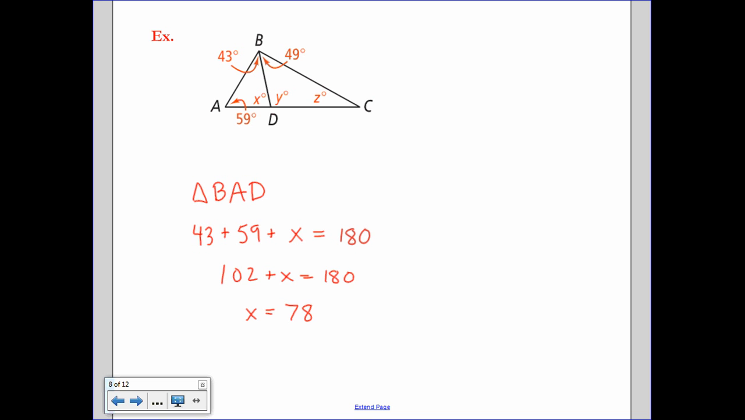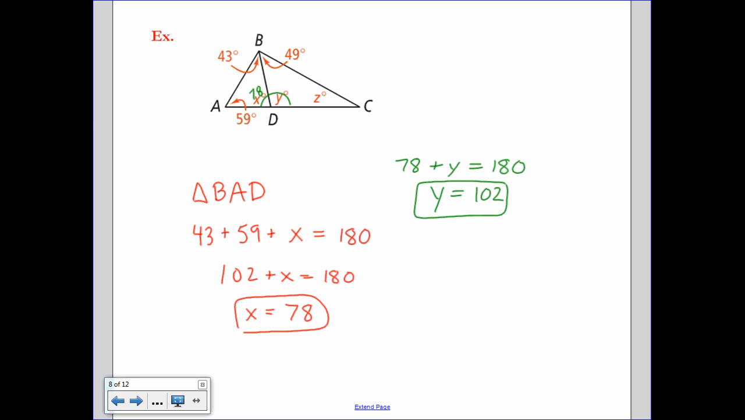So x is 78. How am I going to use that to find y? Well, I see that x and y are right next to each other, so they're adjacent, share a common side, and they lie on a straight line, so they're supplementary. They add up to 180. So if x is 78, and I can label that on my picture, then 78 plus y must equal 180. So there's that 180 again. Super important number in geometry. Subtract 78 from both sides, and y is 102.